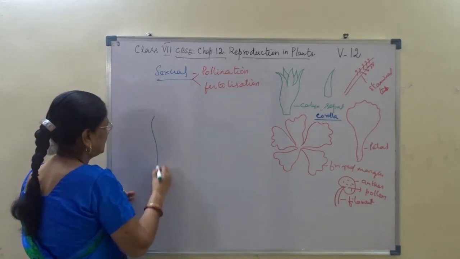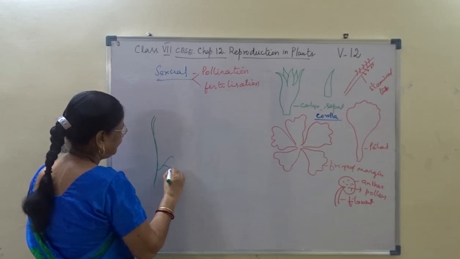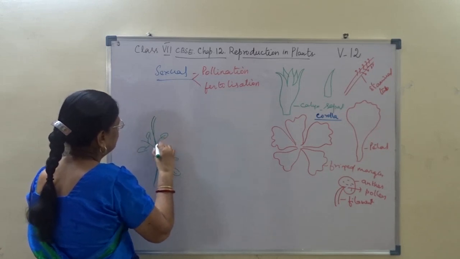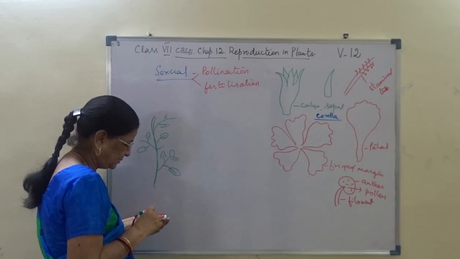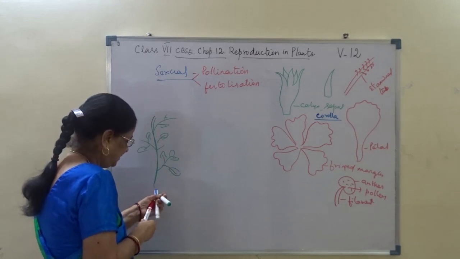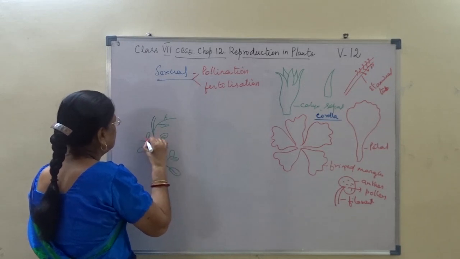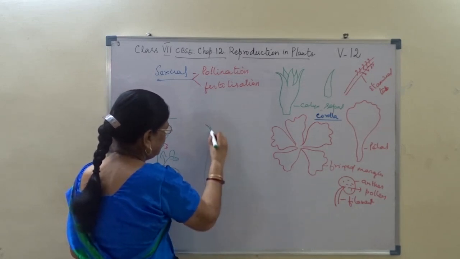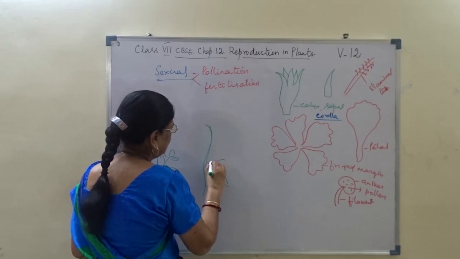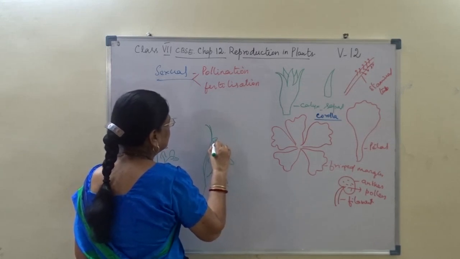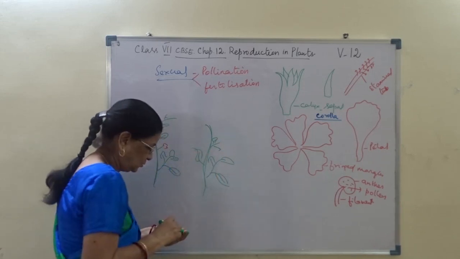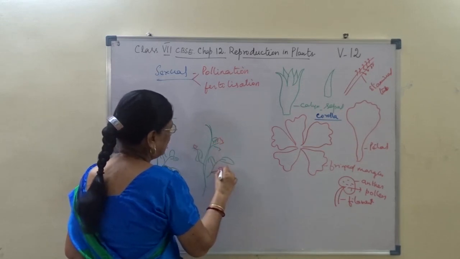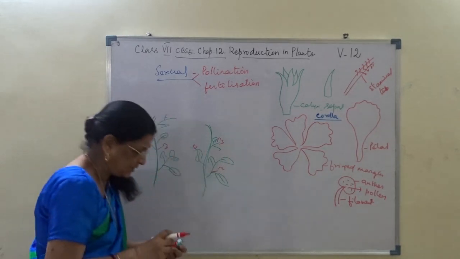Now for this pollination, say for example, this is a plant with branches, and here will be a flower. And this is another plant of the same species, which also has branches, and here also one flower, and here another flower. I hope you are able to follow this.